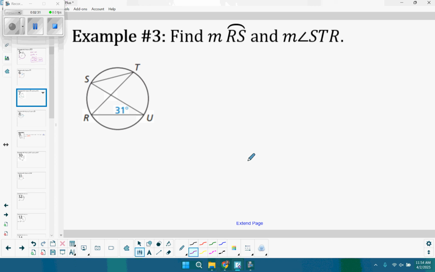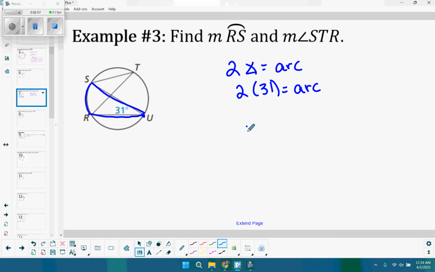For example 3, we want to find the measure of arc RS and the measure of angle STR. So let's start with arc RS. Arc RS is here. And if I pull back from this arc and look for an angle that is inscribed, we could say this angle here that was 31 degrees is an inscribed angle for this intercepted arc. So 2 times angle equals arc. 2 times 31 is equal to the arc. So the measure of arc RS is 62 degrees.